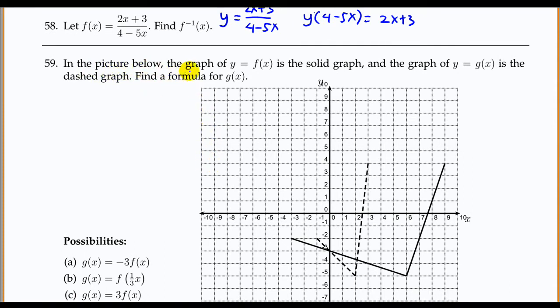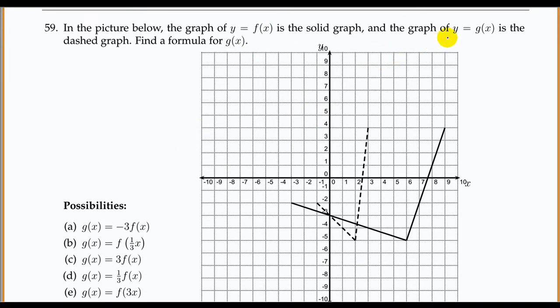In the picture below, the graph y equals f of x is the solid graph, and the graph of y equals g of x is the dashed graph. Find the formula for g of x. So this guy is f of x, and the dashed graph is g of x, and we would like to find the formula of g of x. Let us look at here.